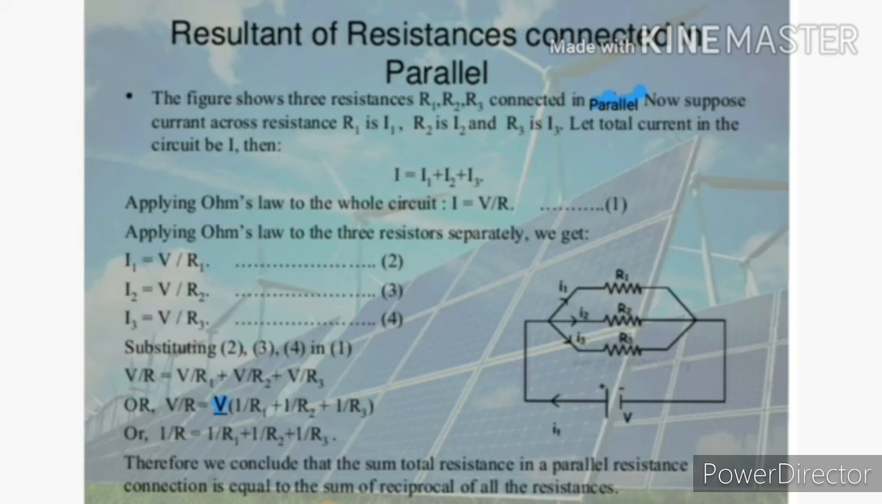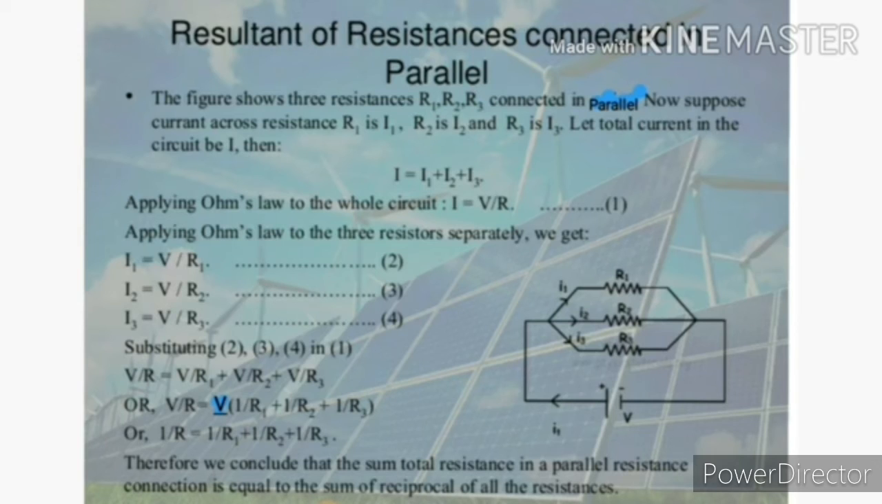Now the figure shows 3 resistances R1, R2 and R3 connected in parallel. Suppose the current across resistance R1 is I1, across R2 is I2, and through R3 is I3. Let the total current in the circuit be I. I is the total current, and it splits through the various resistors.